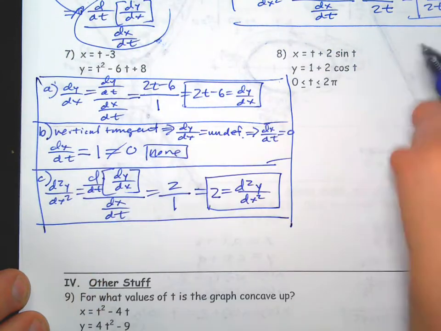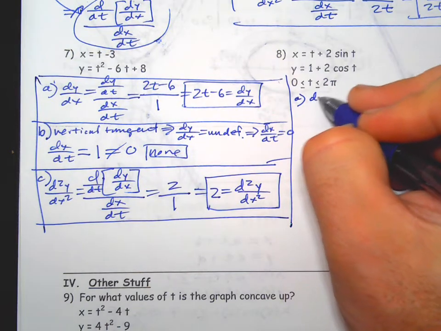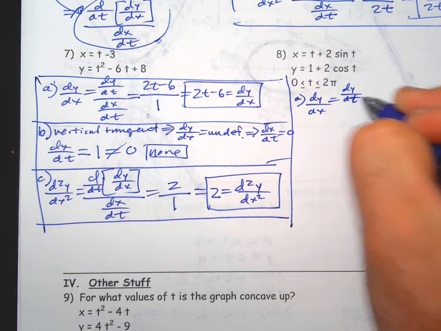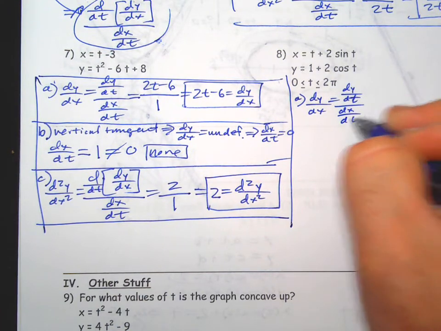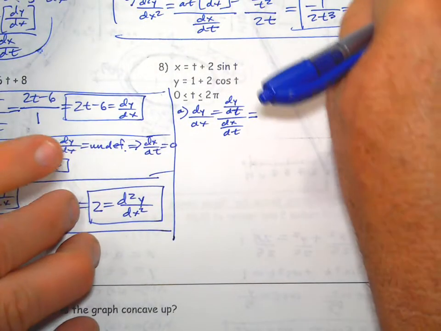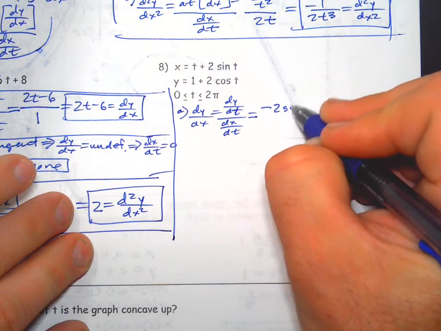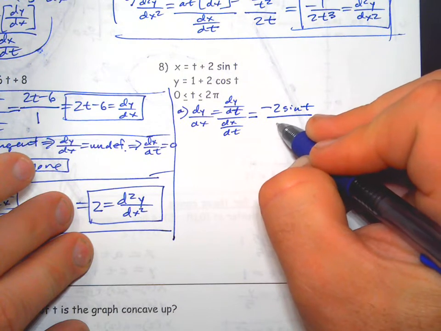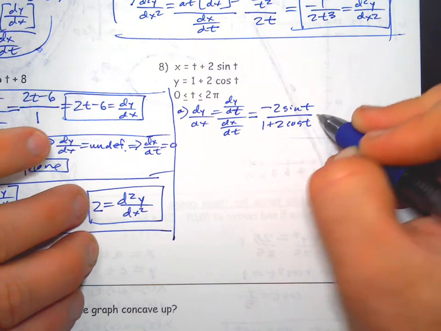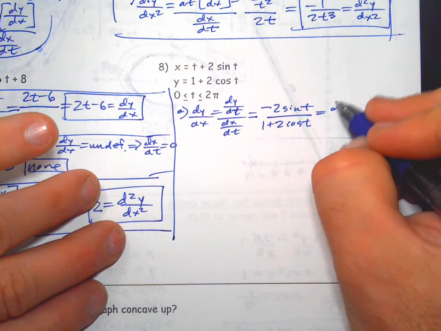All right, number 8. So A, we're going to do dy dx, which is dy dt over dx dt. I find it helpful to just show the setup. Helps it stick in my head real good too. Just write it every time I use it. So this is going to be negative 2 sine t over 2 or 1 plus 2 cosine t. And then I guess that's it for dy dx.